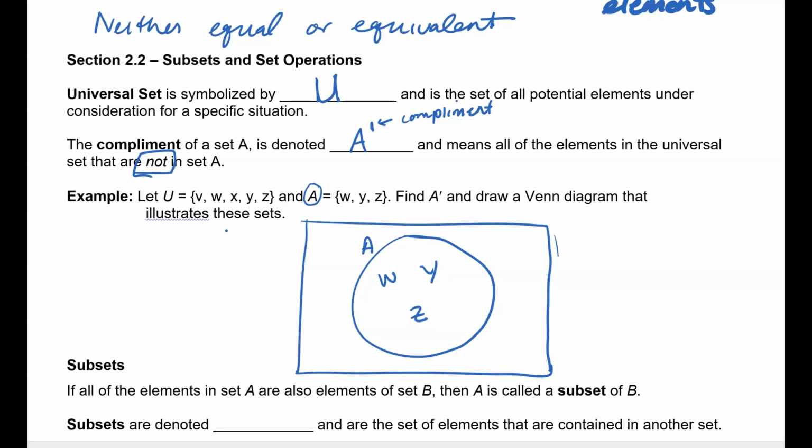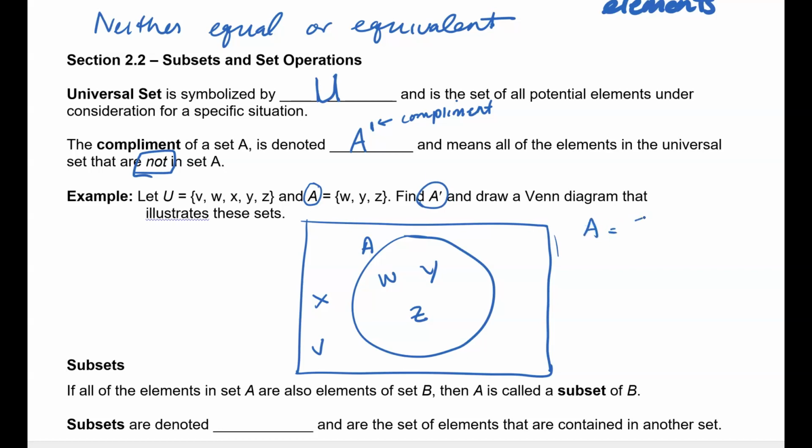If the universal set has V, W, X, Y, Z, anything that this has that's not in A, we want to put on the outside of the circle. V is not inside of A, so I can put it anywhere I want outside the circle. W is in A, so that's covered. X is not, so I'm going to put X on the outside. Y is in A, and Z is in A. So here's our Venn diagram, and then it says find the complement.